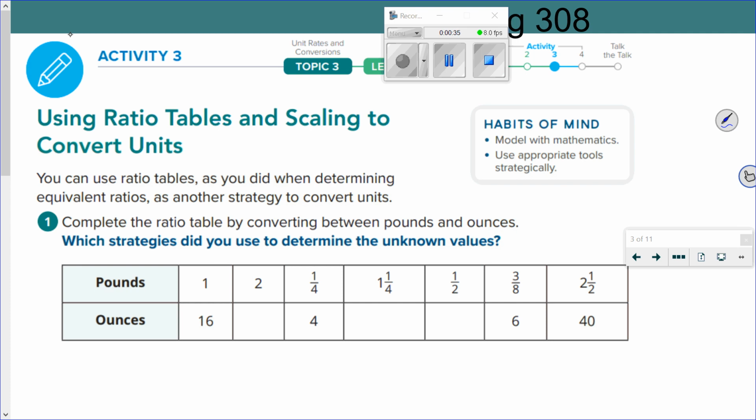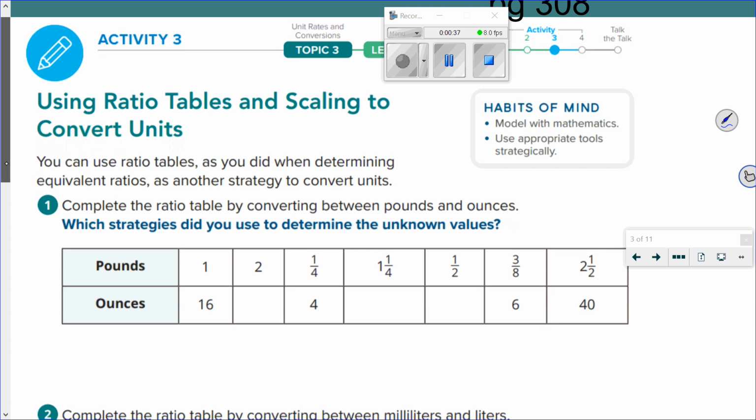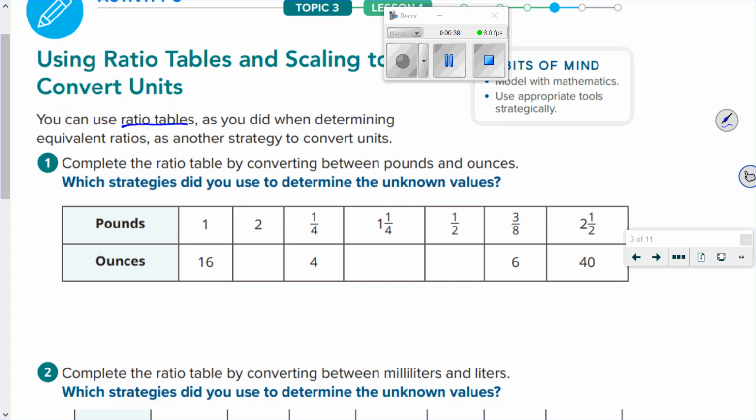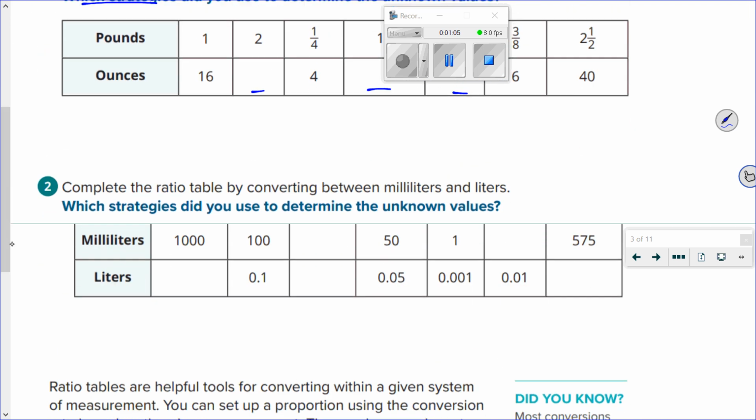So our first one on page 308, we're going to use ratio tables, just like we've done with equivalent ratios, because this is a strategy you can use to convert units. So you're going to complete the ratio table by converting between pounds and ounces. There's our task. And then you can talk about the strategies you used. That's going to be showing your work. So do arrows, show us how you're going from one entry to the other. You should have arrows going to all three of the blank spots, telling us how you got there.